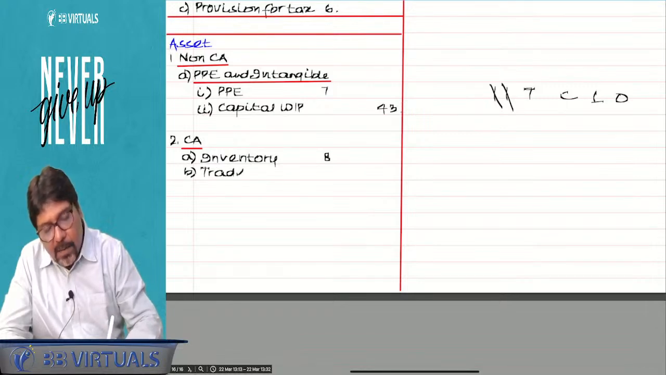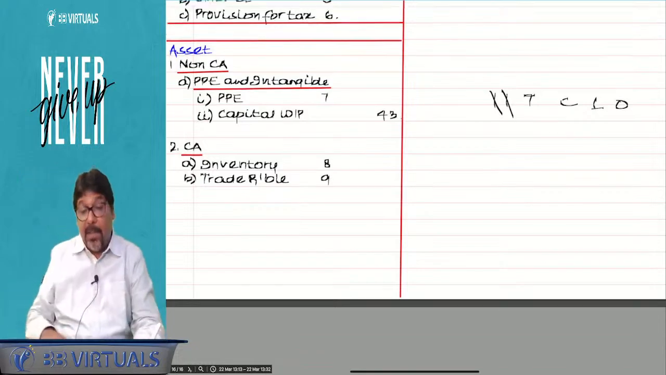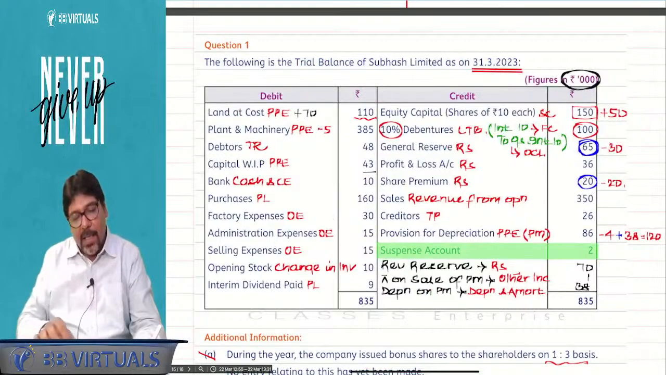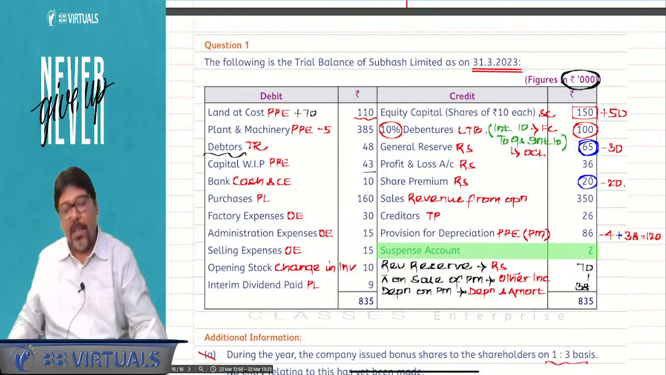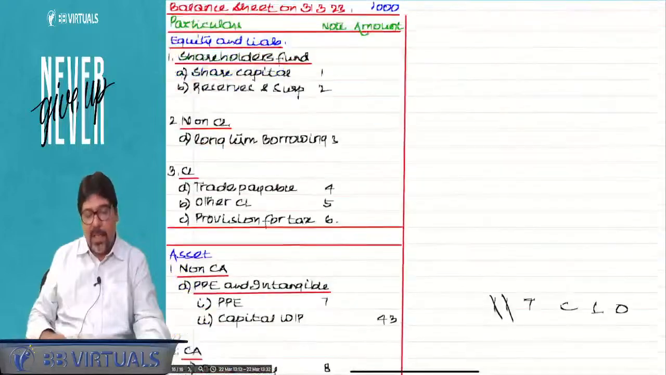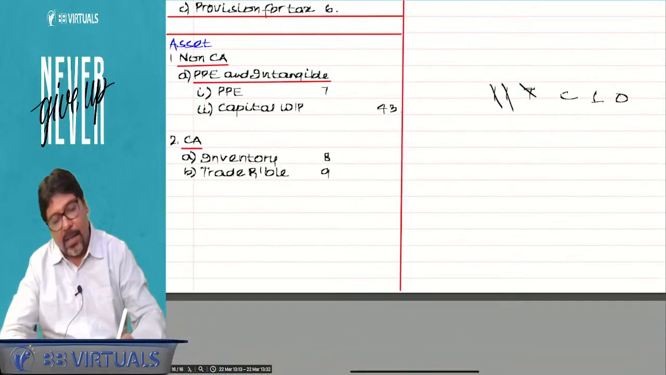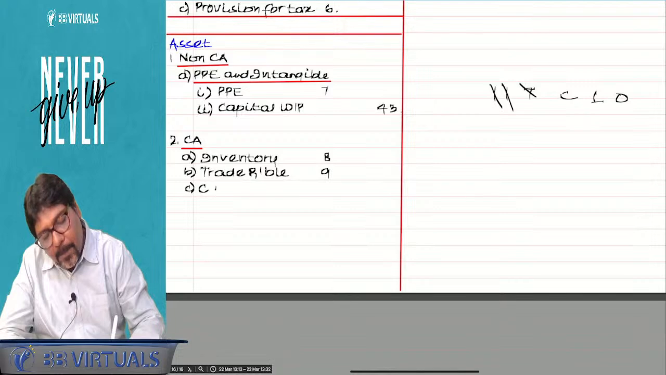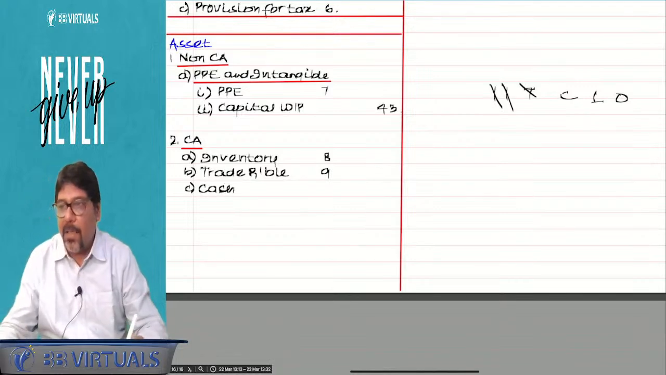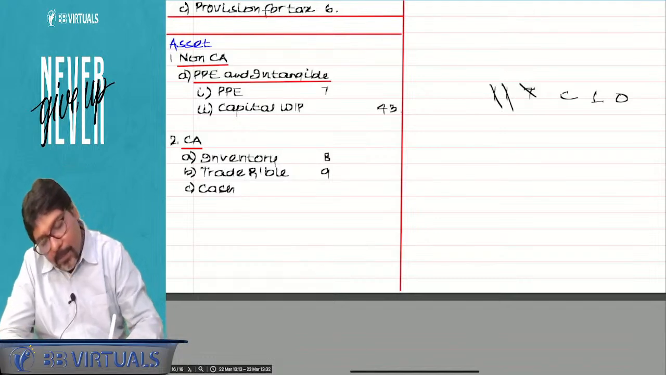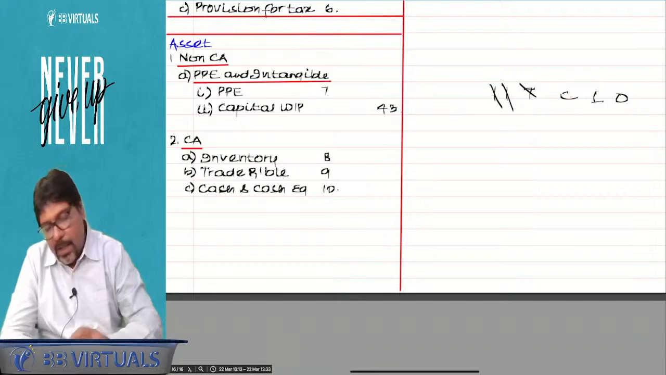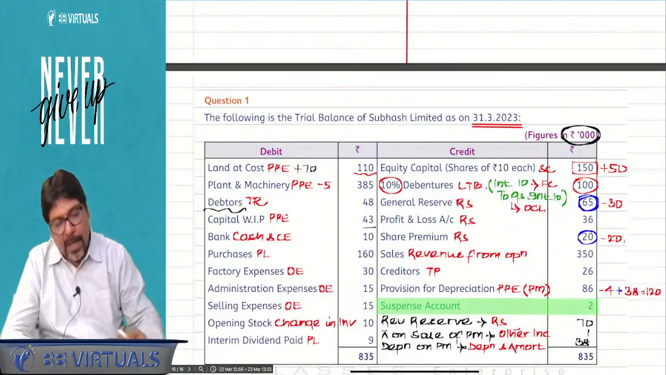Trade receivables is there. Where is it? Debtors. Yes or no? Yes, sir. After trade receivables, cash and cash equivalents. That is also there. Cash and cash equivalents. Correct. So where is it? Here. Bank 10.